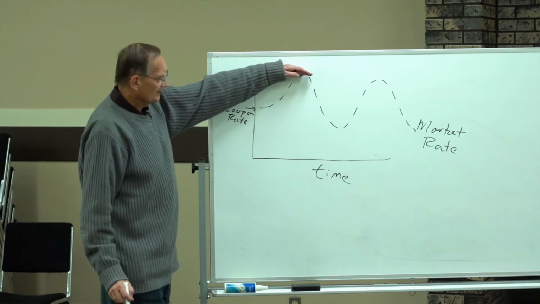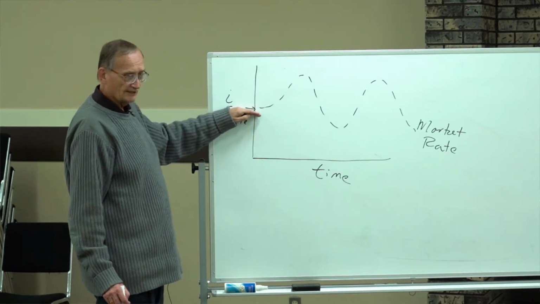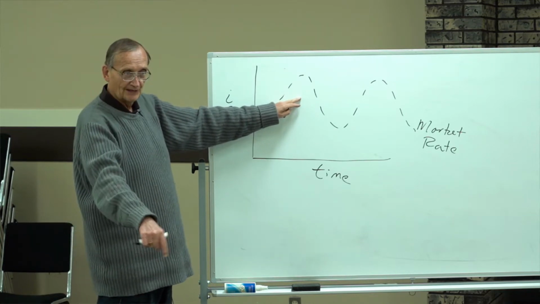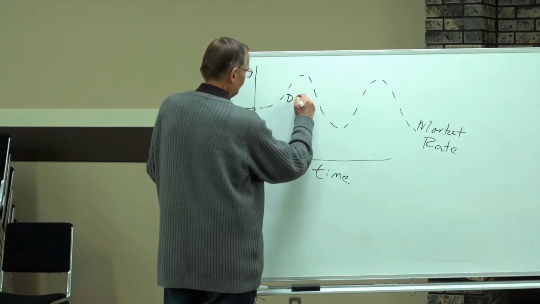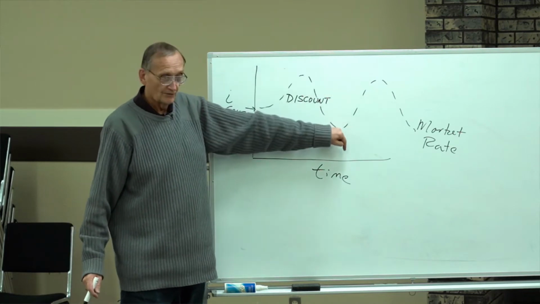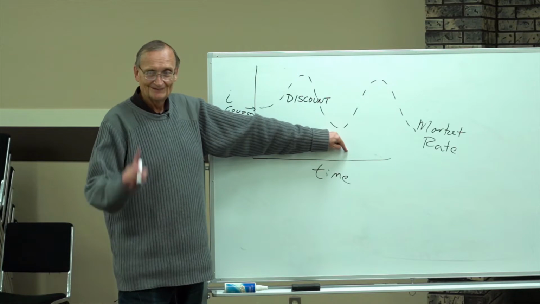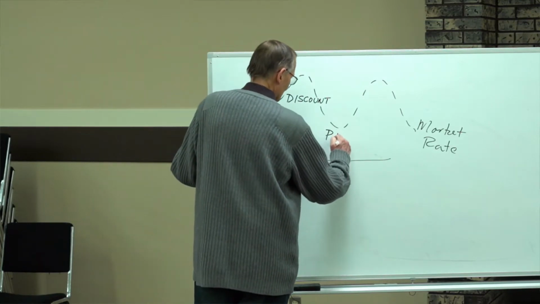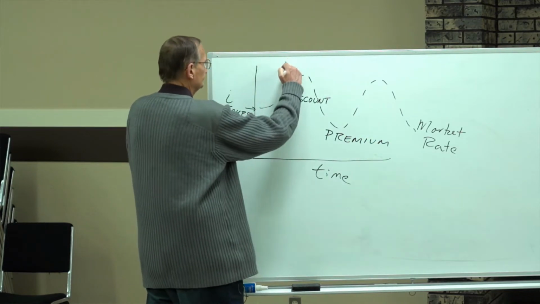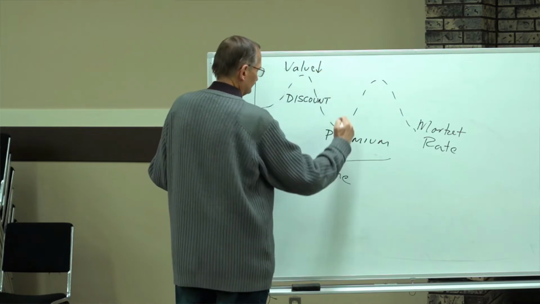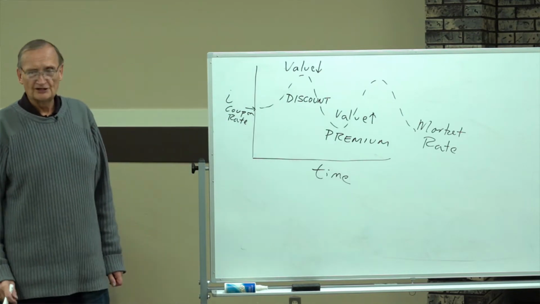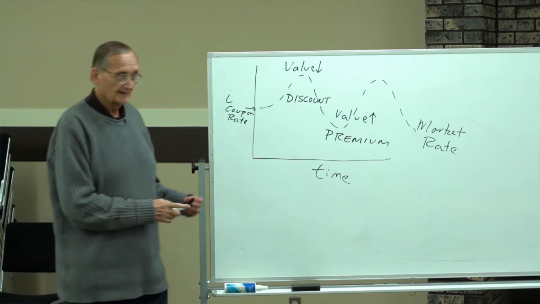So when the market rate goes up and the coupon rate is fixed, what happens to the value of the bond? Goes down. Remember that? There's a discount. When the market rate goes down, what happens to the value of the bond? Goes up, there's a premium. We okay on that? So you understand that? And you worked out the math for that, remember? We did that.